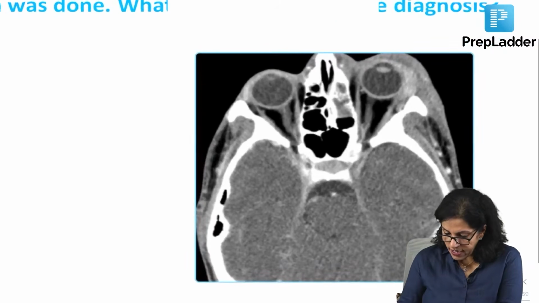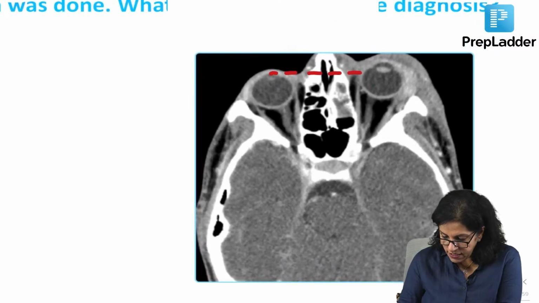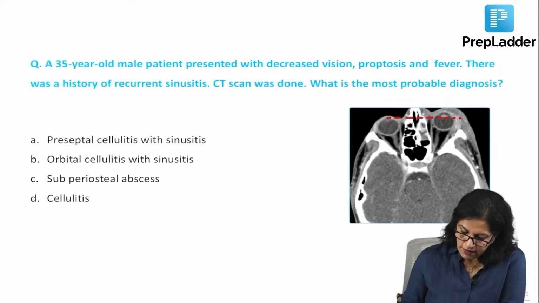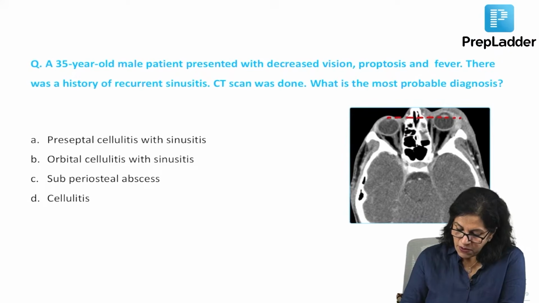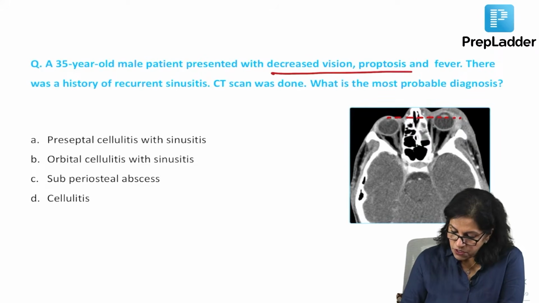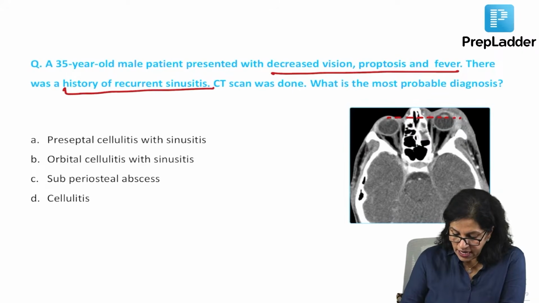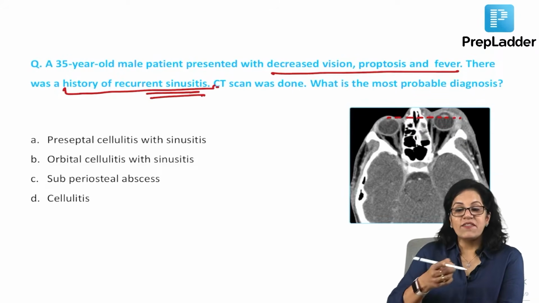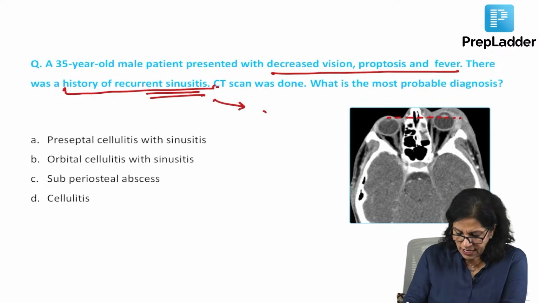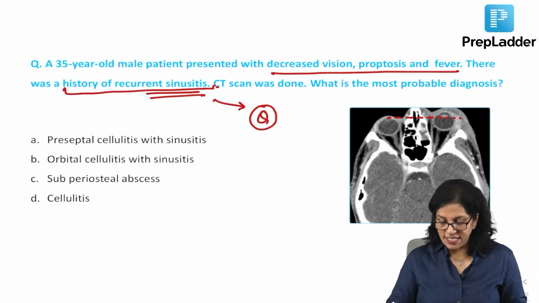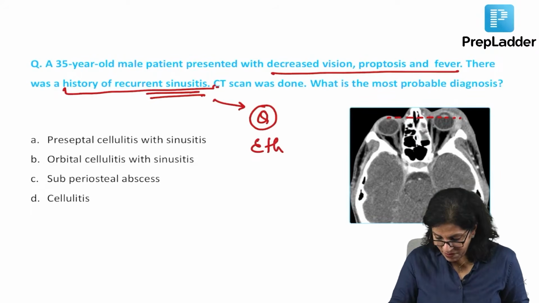Look at the slide here. What I see is there is definitely a proptosis. Now, I will read the question for you all. He is a 35-year-old male patient with decreased vision, proptosis and fever. There was a history of recurrent sinusitis. I think a very recent NEET PG question: which sinusitis is the most common cause for this orbital cellulitis? It is ethmoidal. Let me first remind you of this.